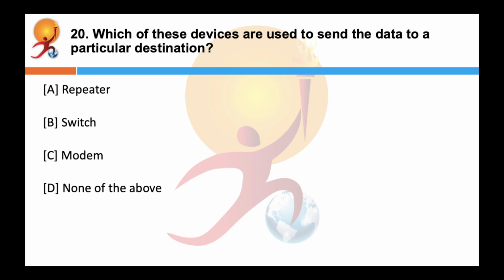Which of these devices is used to send data to a particular destination? Correct answer is B. A switch. A switch learns about the MAC address connected to each port and will only send data on that port that is addressed to those MAC addresses.